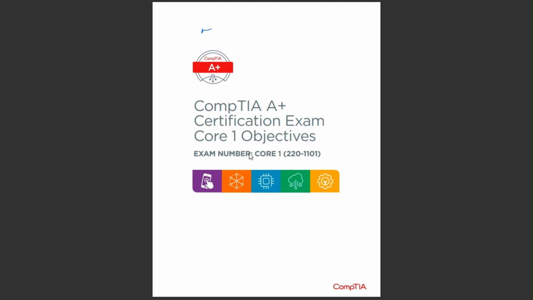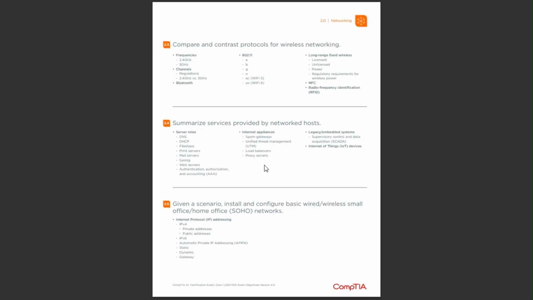Back. This is our CompTIA A+ certification exam Core 1 objectives. This is for test 220-1101. Today we are going to focus on what would be 2.3.